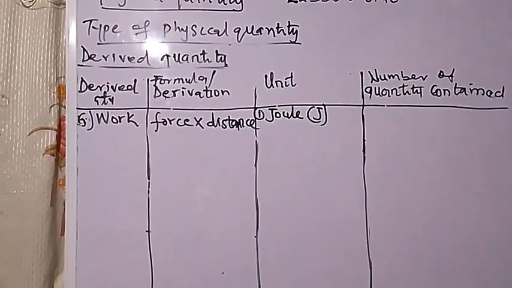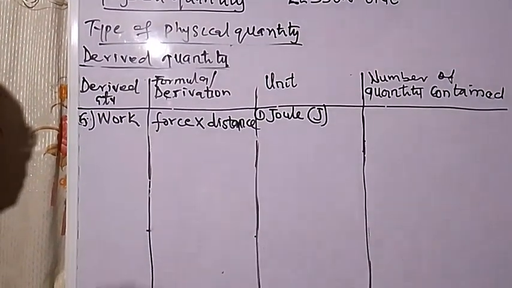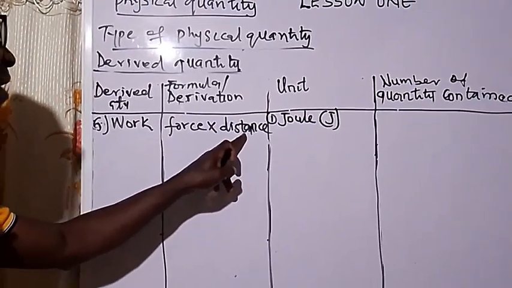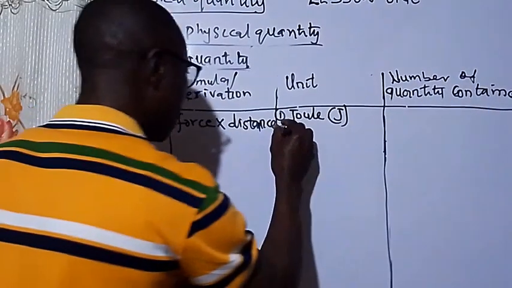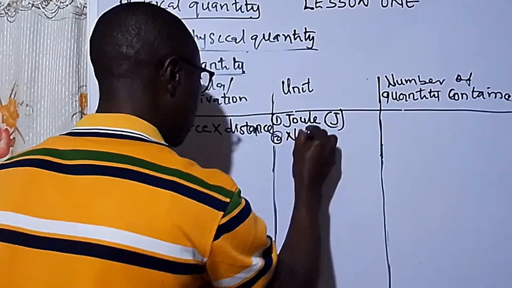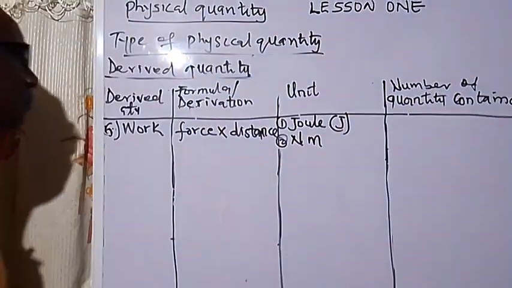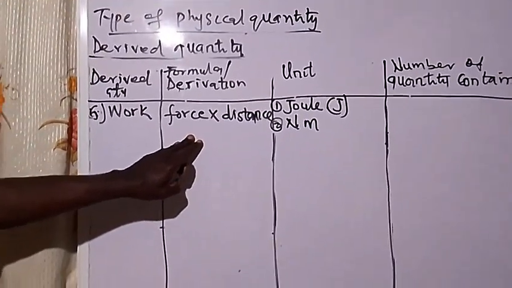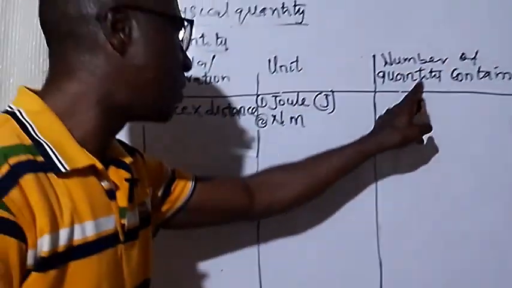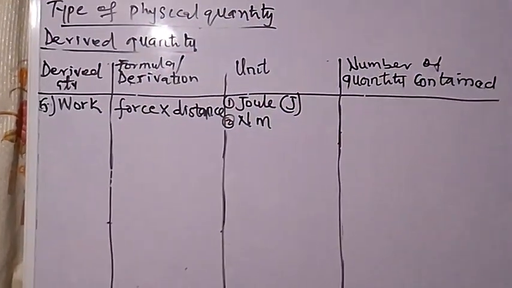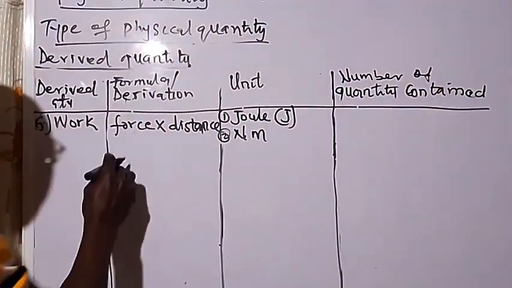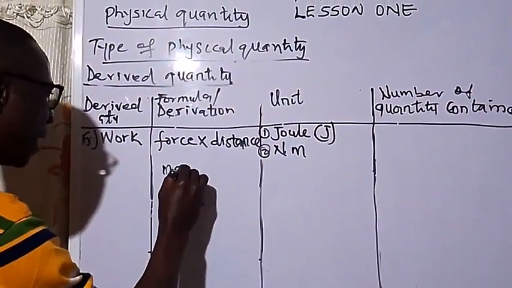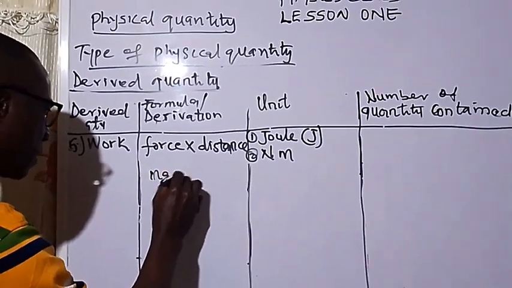Now, to have another unit, let's come back to this formula. First is Newton. Distance is meter. So the number 2 unit can be Newton meter. Now, if we express this formula further, so that we will be able to know the number of quantities that work can take, first, as I said the other time, is mass multiplied by acceleration, then multiplied by distance.